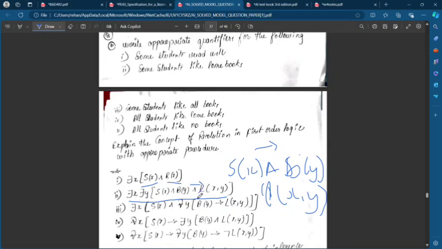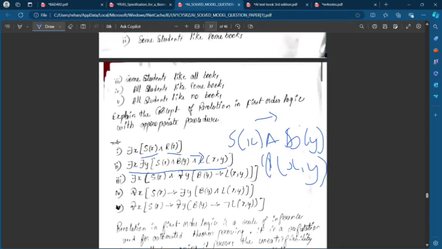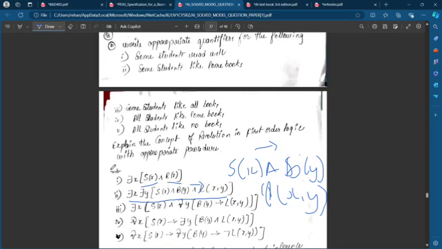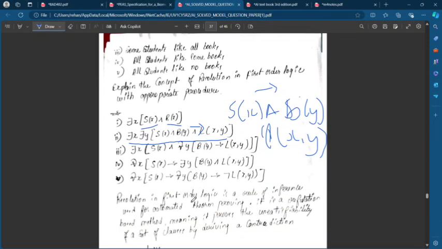This is more likely good. Instead of implies, this should be and likes. That is also fine. You are saying some students are there, some books are there, and x likes some books. Then some students like all books: there exists x, for all y, S of x and B of y implies L of x comma y.